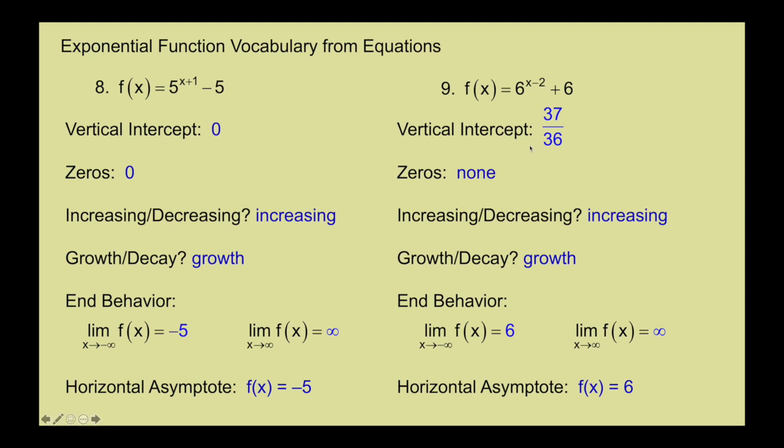And the reason here that we can just say none is that this is positive. So as soon as we get a non-negative in this position, we're automatically not going to have any zeros. As far as increasing or decreasing, this is going to be increasing because our base is bigger than 1. And therefore, it's also growth. As far as our end behavior, if I know that this is going to increase over time, then the left side is going to go towards the asymptote, which we know is going to be at 6. And then the right side is going to go towards positive infinity. Again, that asymptote comes from this last number right there, therefore being f(x) = 6.